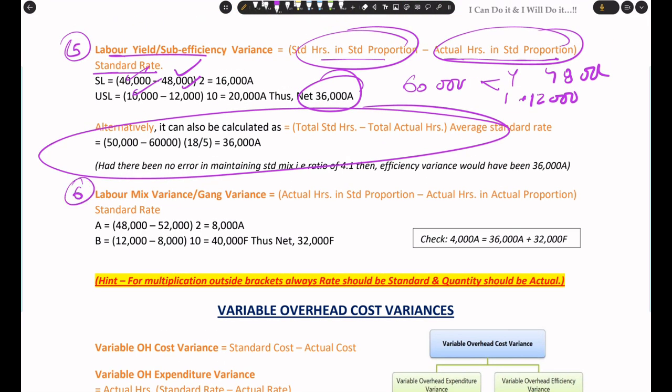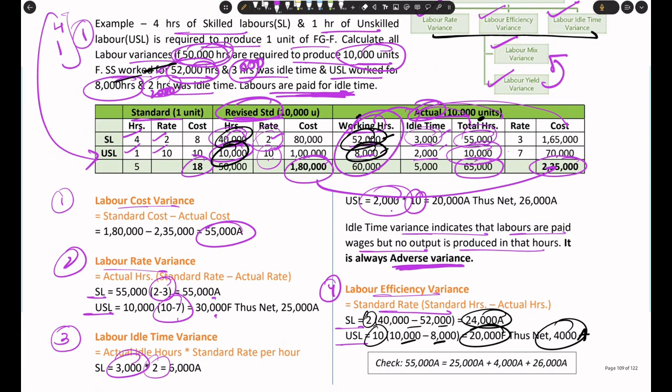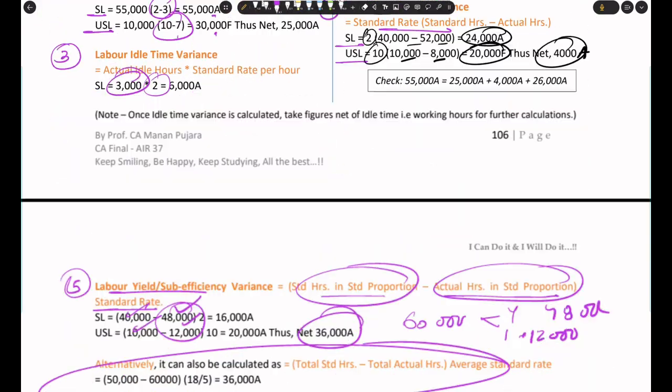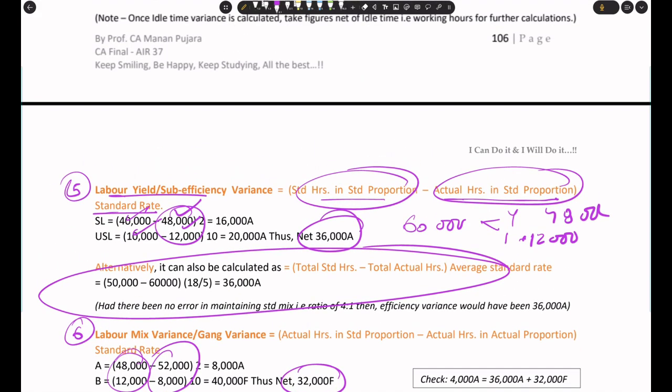For labor mix variance, just remember the logic that the value we take for actual hours in standard proportion will be the first value here. Just remember this simple logic and you will save time and effort in the exam. 48,000 and 10,000, and then subtract the actual hours given in the table, in the actual proportion, not the standard proportion: 52,000 and 8,000. The net is 32,000 favorable. So if you deduct 32,000 minus 36,000, it comes around to 4,000 adverse.